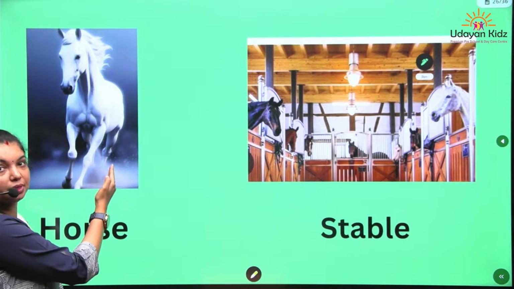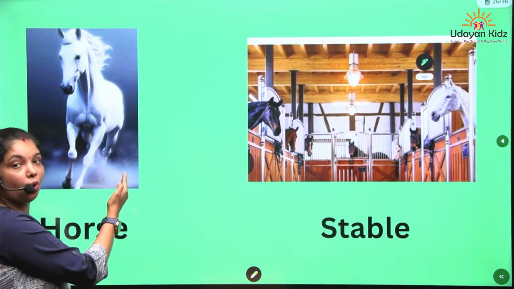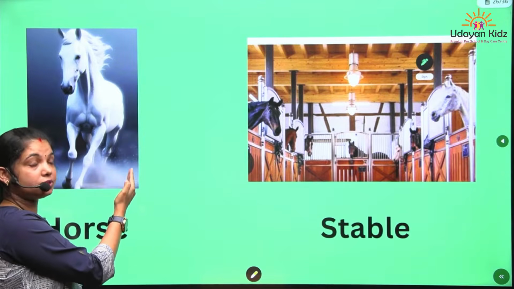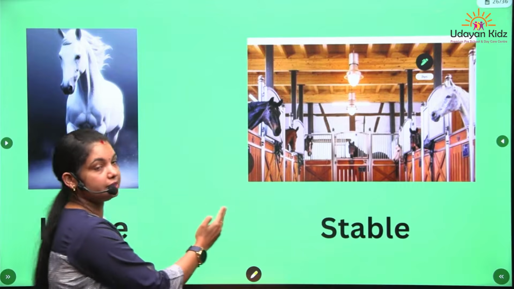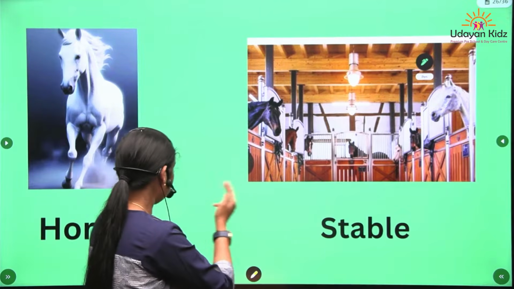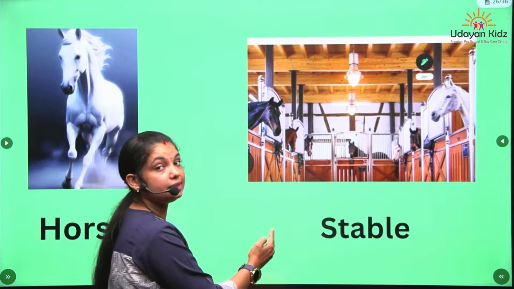Okay, which animal is this? This is a horse. Horse is a domestic animal. The horse lives in the stable.